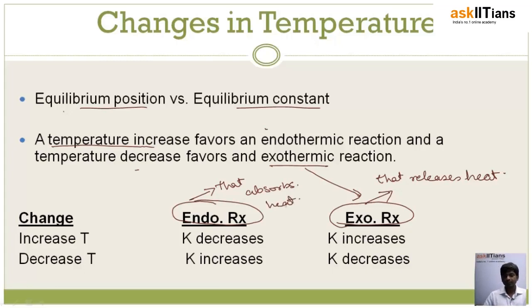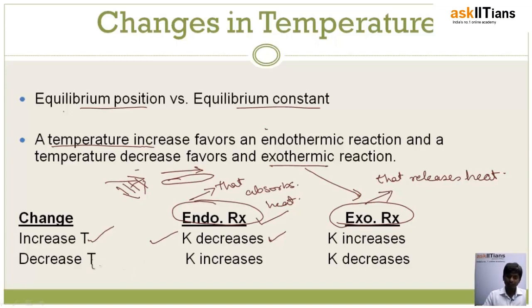So when you increase the temperature for an endothermic reaction, your K or the equilibrium constant value will increase. Why? Because it is endothermic, it needs heat. You are giving heat, that means now the reaction will be favored in the forward direction, thus K will increase.